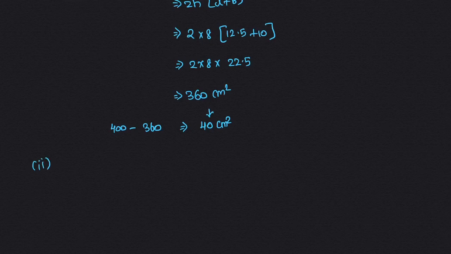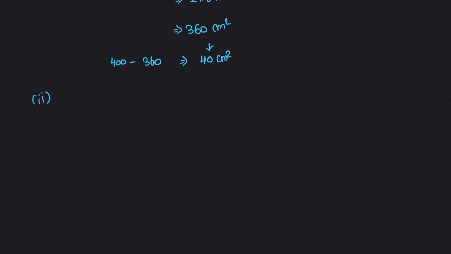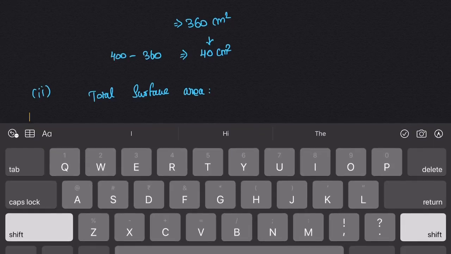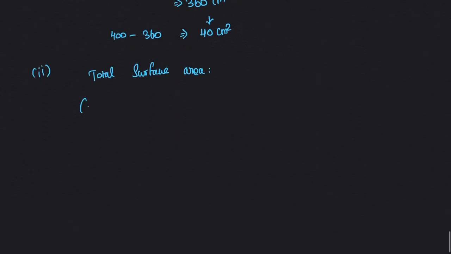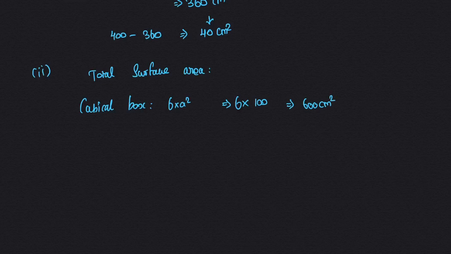Next one, the total surface area. It's very familiar. So the total surface area, the first cubical box. Each side is a square, that means 6 times a square. The value is 10, so the final value is 6 multiplied by 100. So the final is 600 centimeter square.